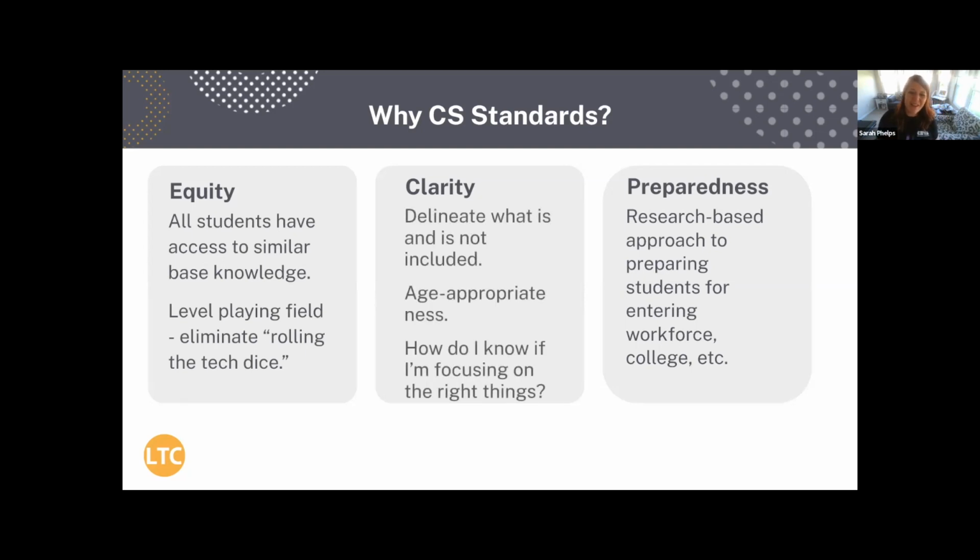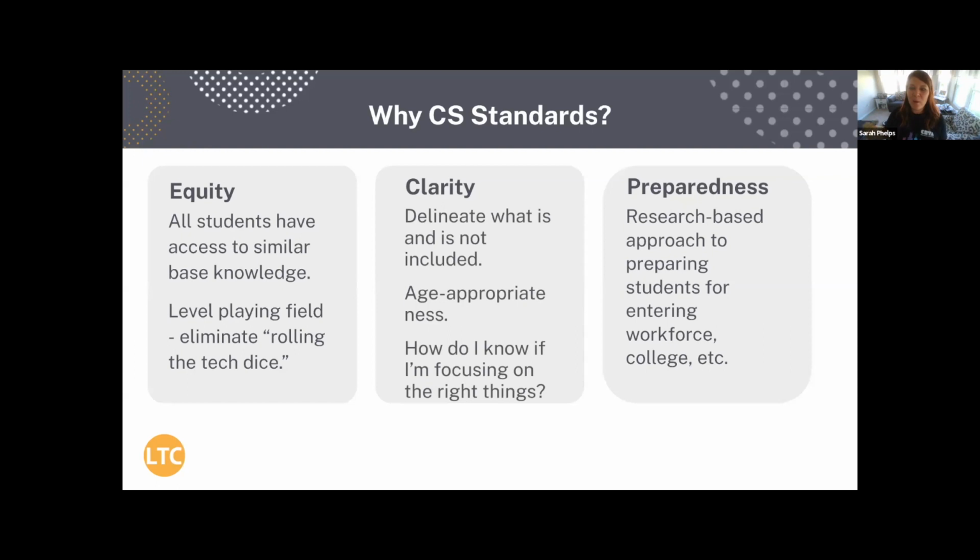And CS standards also give us clarity. They help us understand what does computer science look like in kindergarten versus what does it look like when they're older? It helps us delineate what's not included because sometimes, like we were just mentioning DigLitCon, there are a lot of computer literacy skills in the world. There's computer literacy, computer science, media literacy, digital literacy. You go on in the list. And so sometimes we're not sure that we're covering the things that we need to be covering. And it also helps establish age appropriateness, right?